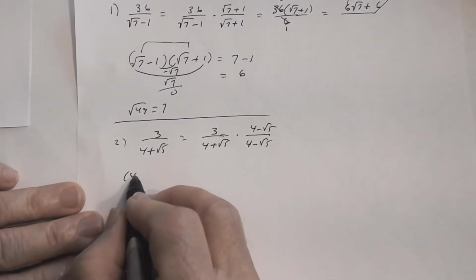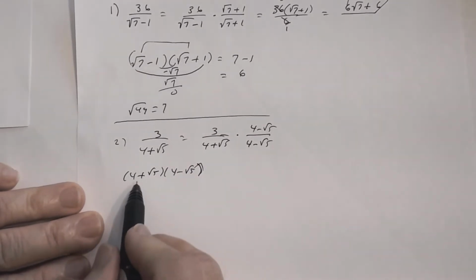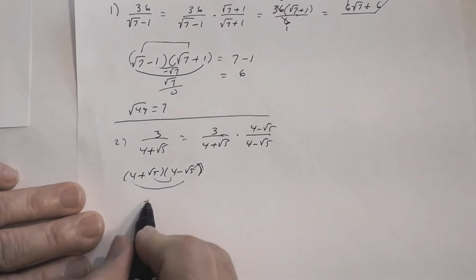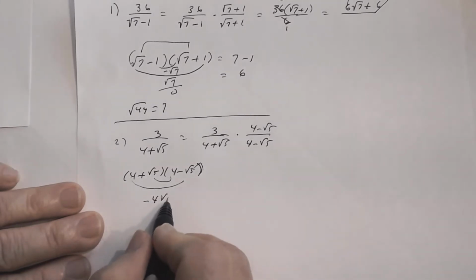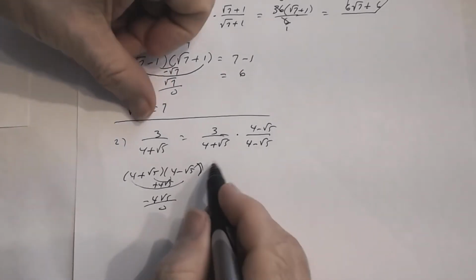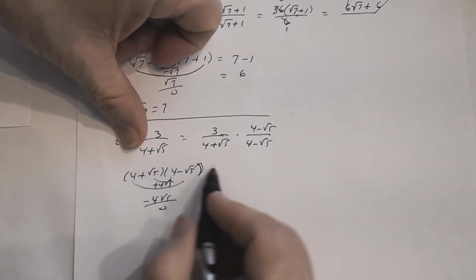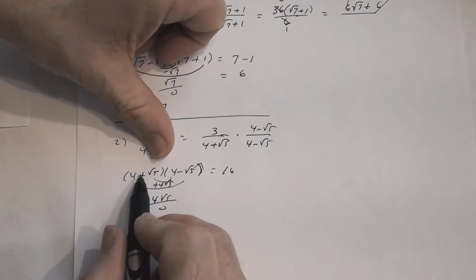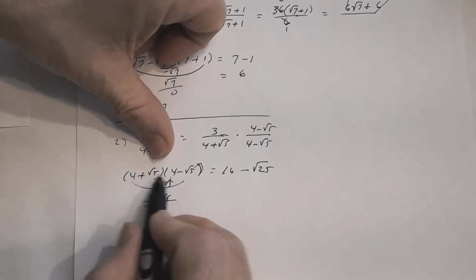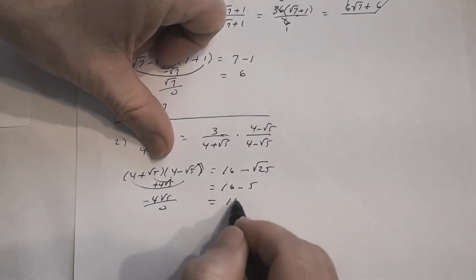So let me just remind you what's going to happen. 4 plus the square root of 5 times 4 minus the square root of 5. So remember, the outer and the inner will always be 0, and that's true because, look, the outer is positive times negative, which is a negative: negative 4 square root of 5. The inner is a positive 4 square root of 5, and you get 0. So basically, all you have left in terms of FOIL is first, 4 times 4 is 16, and then the last, a positive square root of 5 times a negative square root of 5 is a negative square root of 25. Square root of 5 and square root of 5 is square root of 25, which becomes 16 minus 5, which is 11.